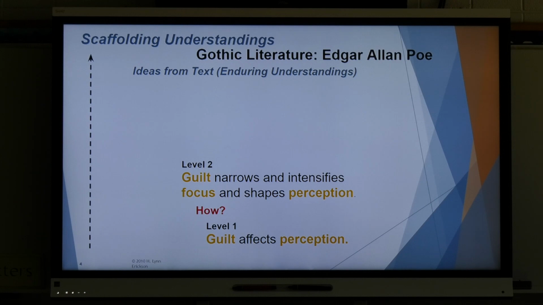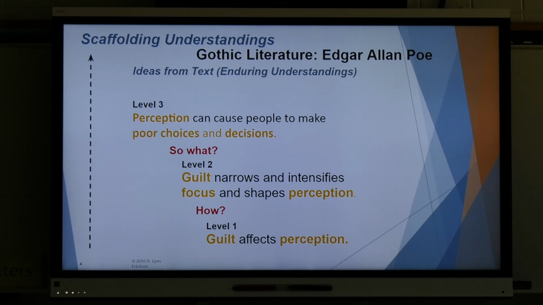But when you're thinking about a classroom, you have students, all of you know these students. They get to guilt narrows and intensifies focus and shapes perception on the first try. How do we get them to go even deeper? Well, the next question we ask is, so what? Why does that matter? Perception can cause people to make poor choices and decisions. By our very questioning, we can ask kids to go deeper. There will also be students, you know them, I know them, for whom getting to level 1 is going to be difficult. We have to let them get there and stay there for a little while, and then we keep pushing them to how. We push them to the next level. When we write curriculum, we write it to level 2, and we can differentiate up and down using the how or so what kinds of questions.